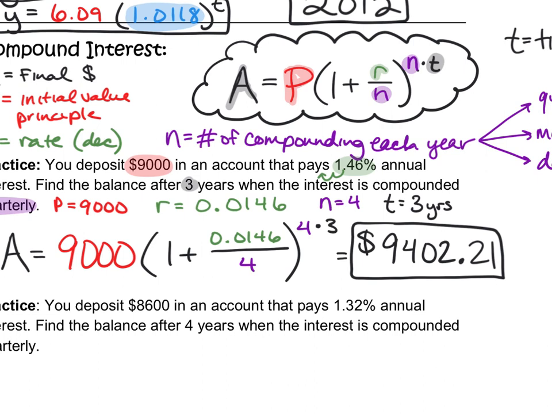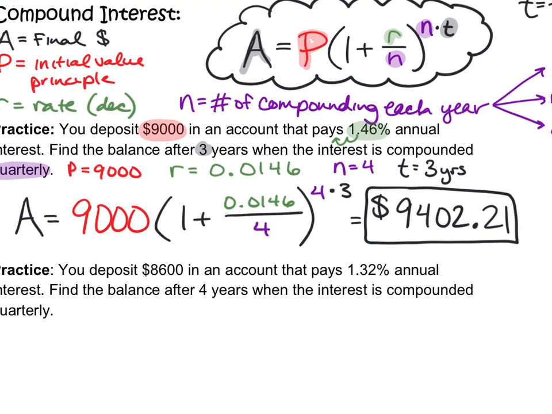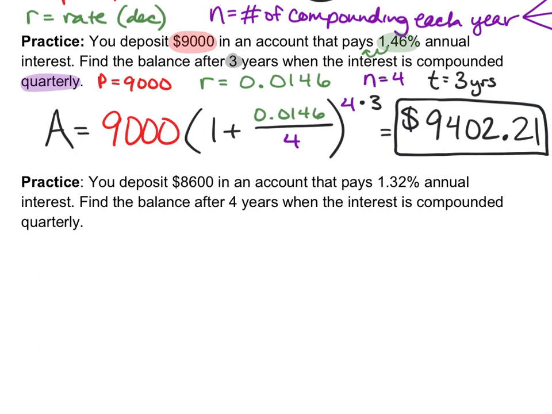Yes? Can I have you guys try the second one? Okay, so do the exact same thing. Find all of the letters from the equation that are in the word problem, and then I want you to go ahead and calculate the balance at the end of 4 years. I'll give you some time. If you're stuck, I'm just gonna start writing it up here, but I'm not gonna say anything.